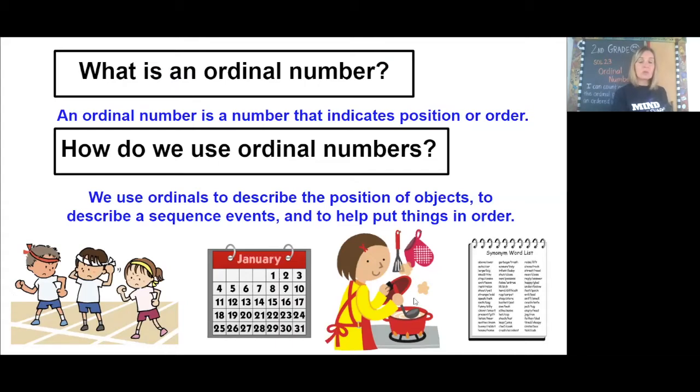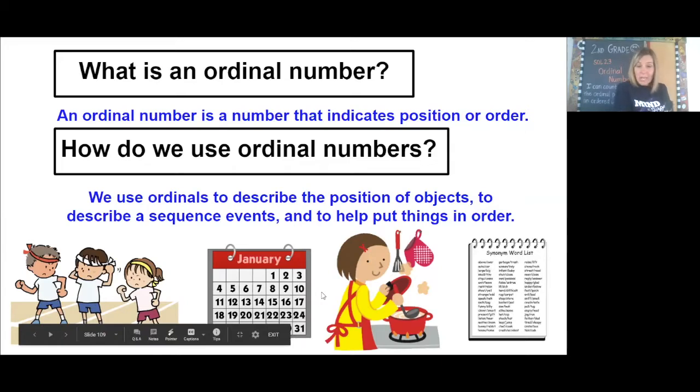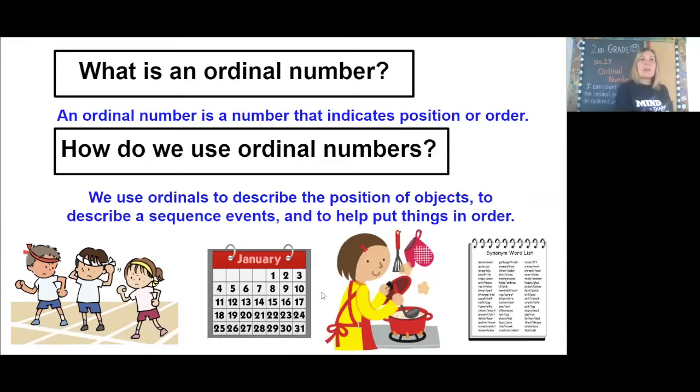We also use ordinal numbers when we're following directions for things like cooking. You may need to know that first, you crack the eggs. Second, you add flour. Third, you add water. You have to follow those directions in an exact order.